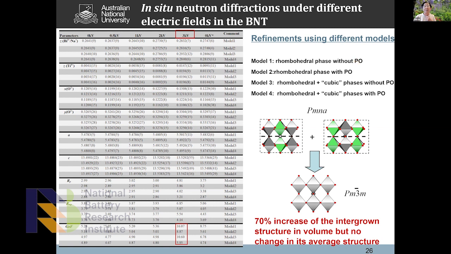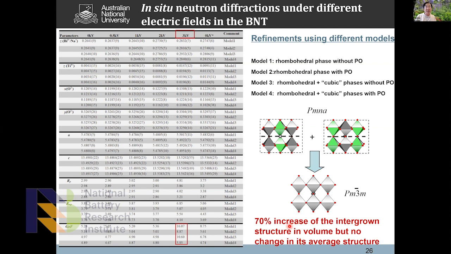But you see, we got model 1, model 2, model 3, and 4, and eventually you can see these GOF parameters get 5.9, which is well accepted. So surprisingly, we found that actually 70% of the octahedral tilting has been changed without changing the average structure. So that's a very, very big thing.